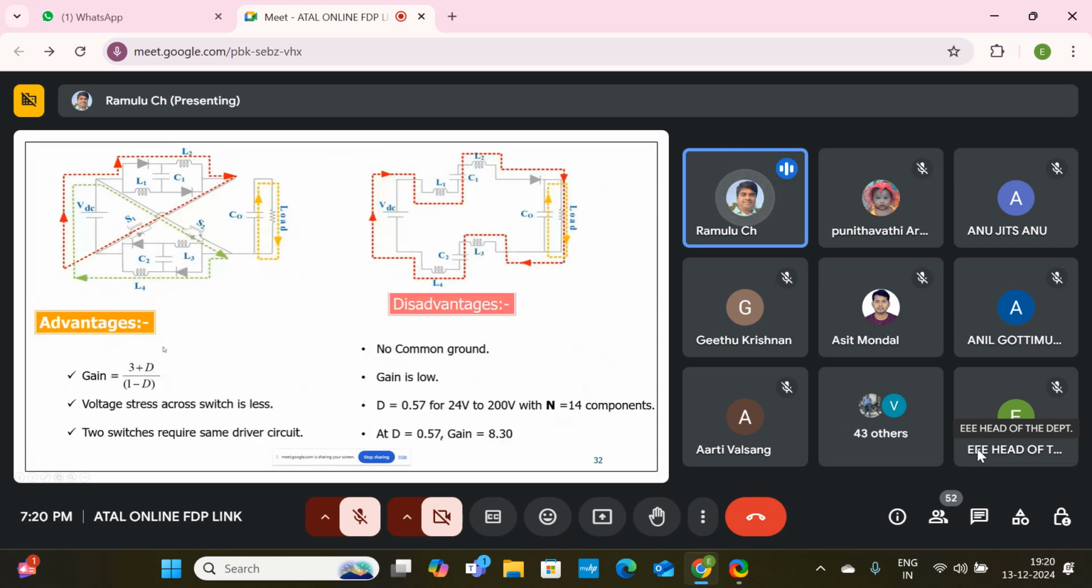These are the advantages: the gain is (3+D)/(1-D), the voltage stress across the switch is less, and the 2 switches require the same driver circuit.